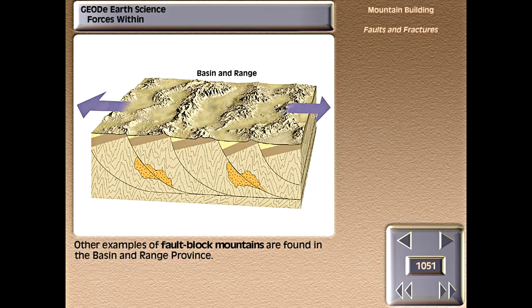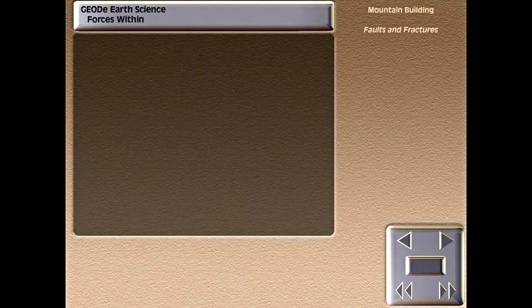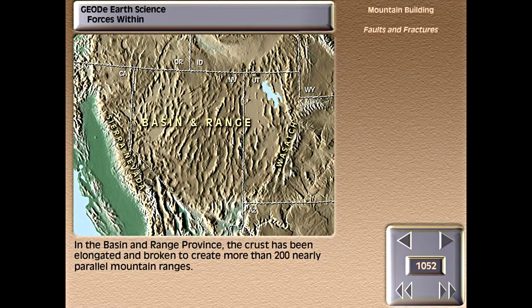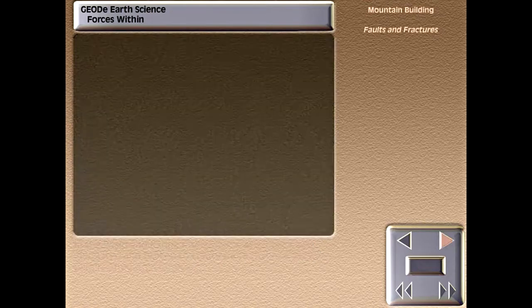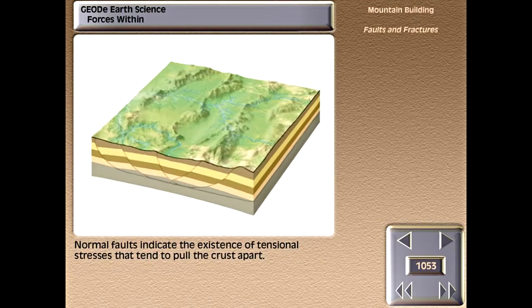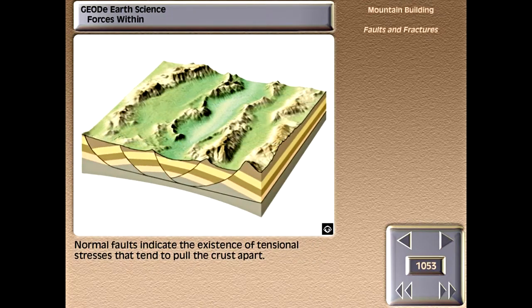Other examples of fault block mountains are found in the Basin and Range province. In the Basin and Range province, the crust has been elongated and broken to create more than 200 nearly parallel mountain ranges. Normal faults indicate the existence of tensional stresses that tend to pull the crust apart.